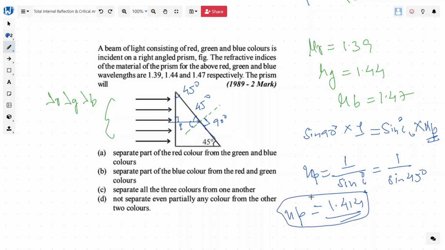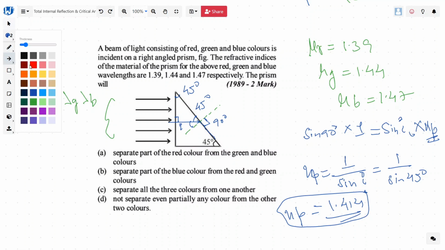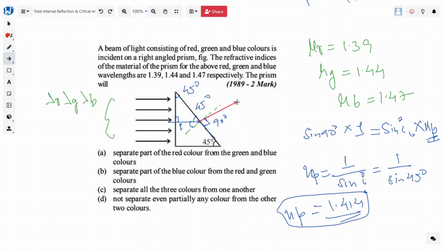So if the refractive index is more than this, the light will get totally internally reflected. If it is less than that, it will pass through, which means that the red one will pass through, and it will also get reflected here like this. But the blue and green will be totally internally reflected. Hence, it is separating the red color from green and blue, because red color is passing through and the rest is getting reflected back.